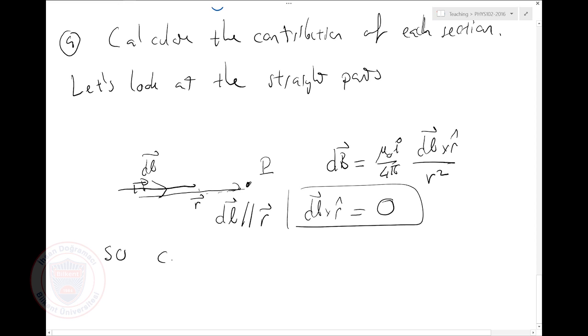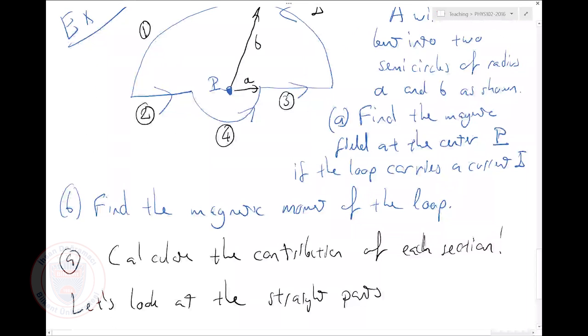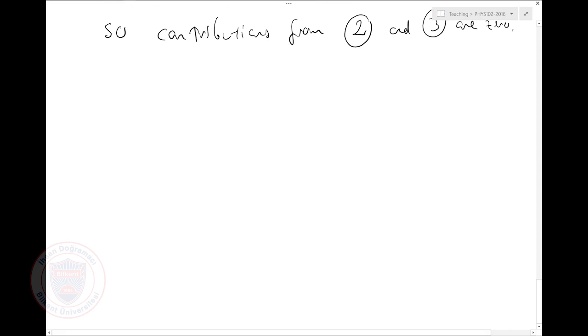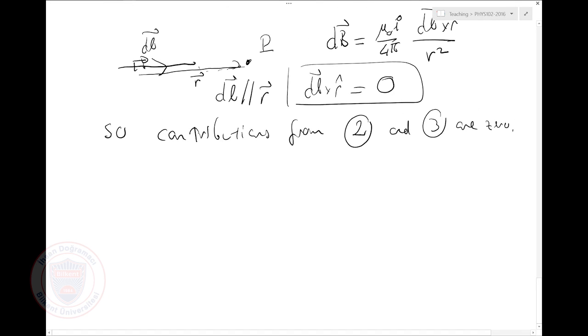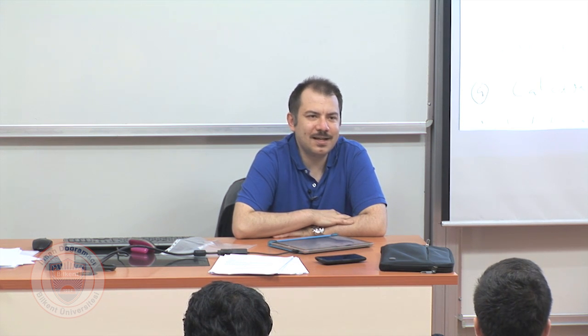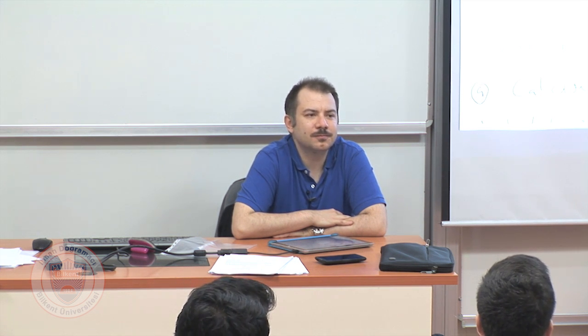So contributions from 2 and 3 are 0. Then what do I need to do? I need to find the contribution from 1 and 4. Are they creating magnetic field in the same direction or opposite direction?